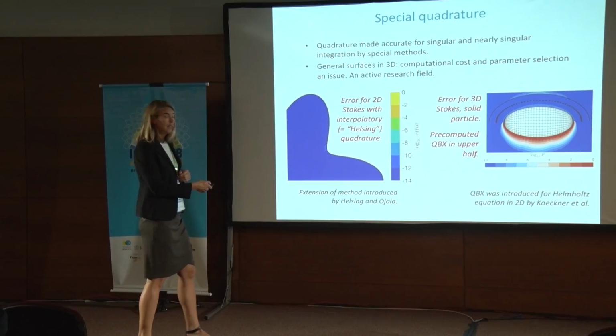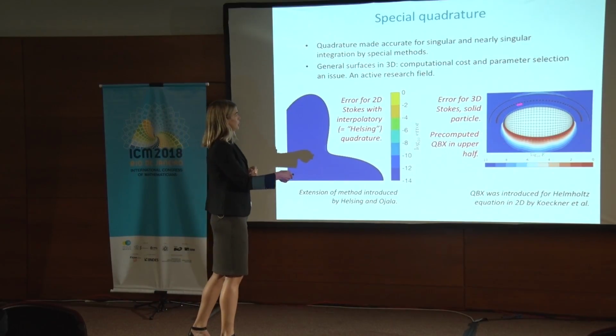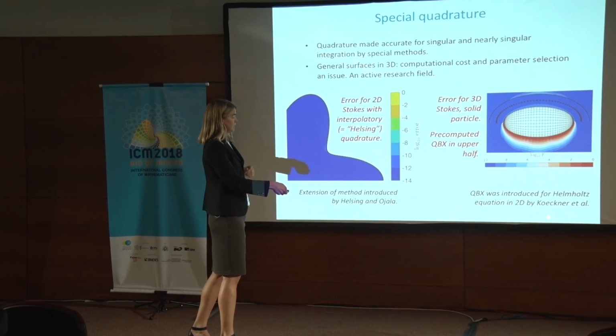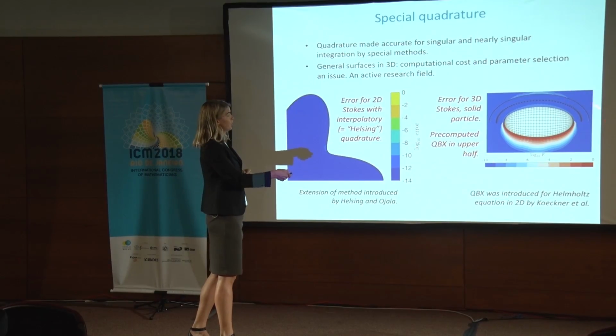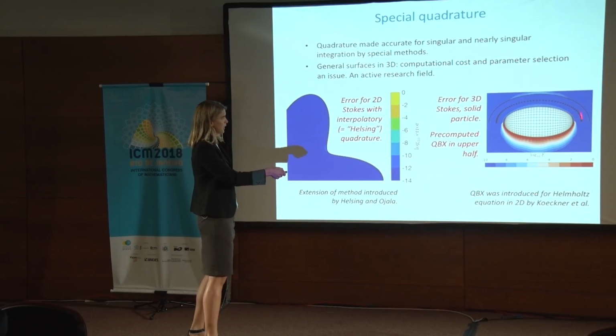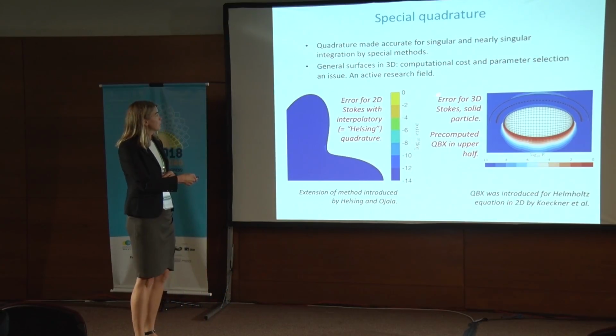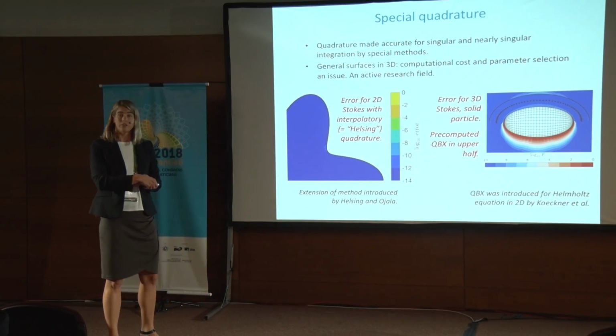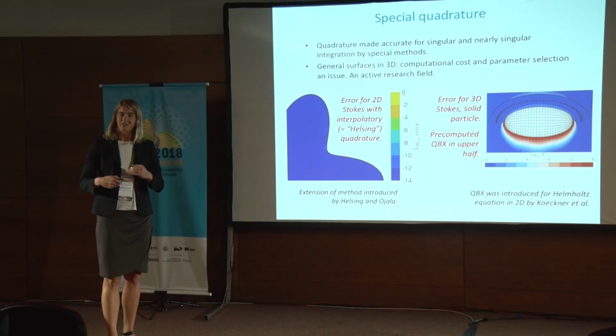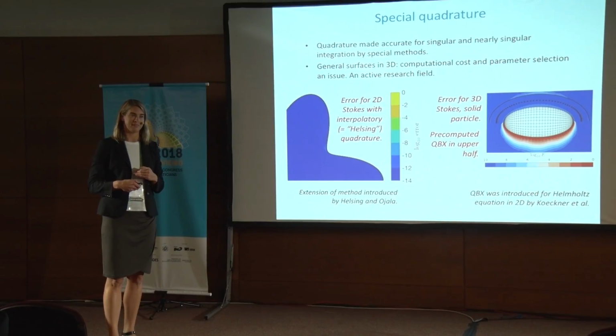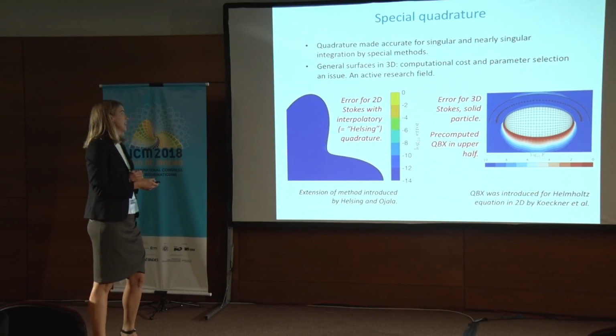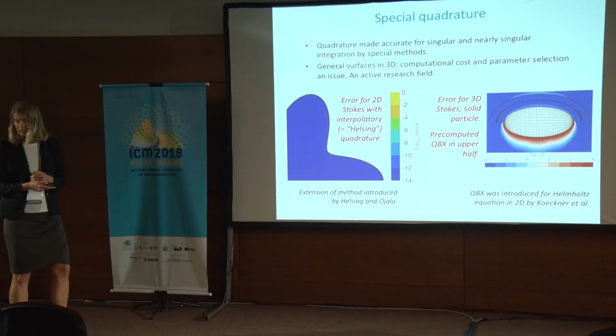And in 3D, you have some quadrature by expansion method that was introduced in 2D, but we took it up to 3D by pre-computation. And you can actually also get this. I'm just showing it in the upper plane, and this is the regular quadrature. But I would say that in 3D, for general surfaces, this is still an active research topic, how to do this best and how to get rid of these errors and to do it also in an efficient way.